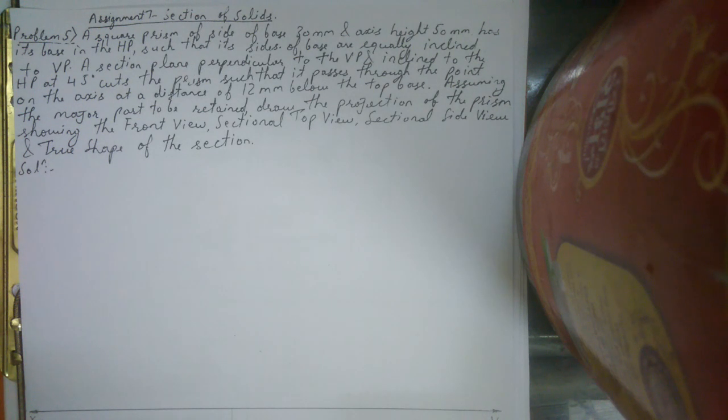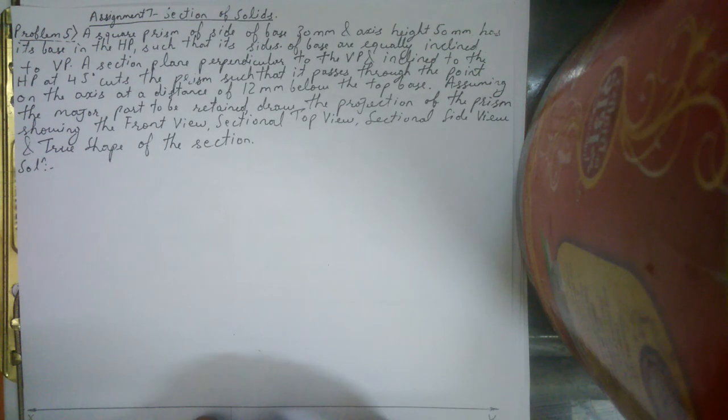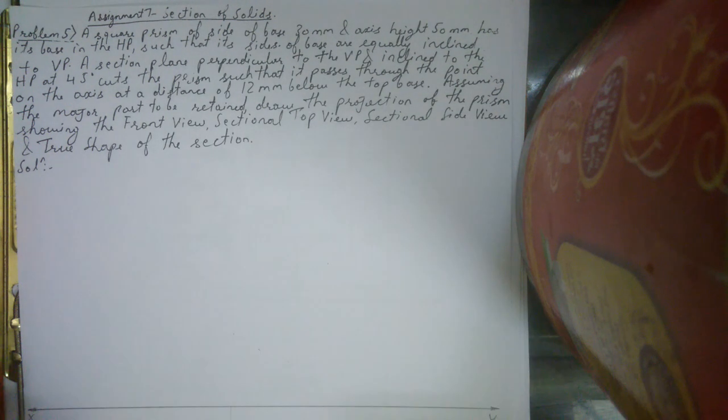Now the question statement, as you can see: a square prism of side of base 30 mm, axis height 50 mm has its base in HP such that its sides of base are equally inclined to vertical plane. A section plane perpendicular to VP and inclined to HP at 45 degrees cuts the prism such that it passes through the point on the axis at a distance of 12 mm from the top base. Assuming the major part to be retained, draw the projection of the prism showing the front view, sectional top view, sectional side view and true shape of the section.